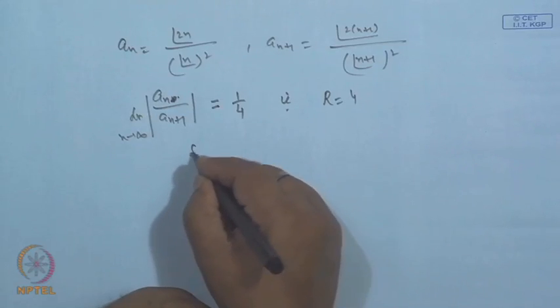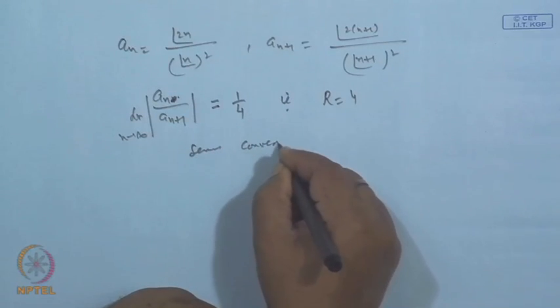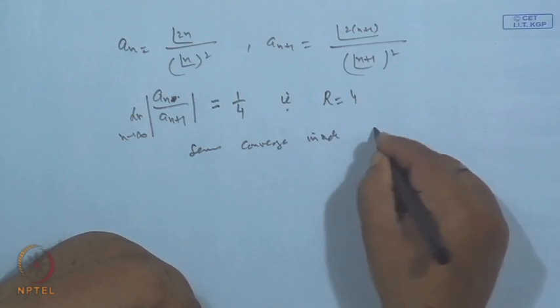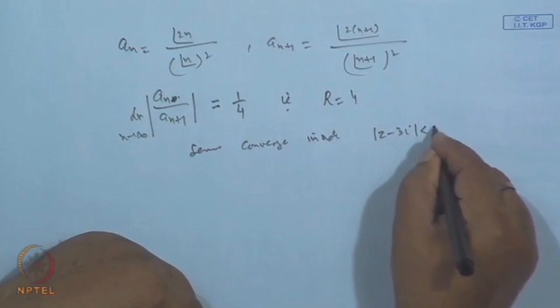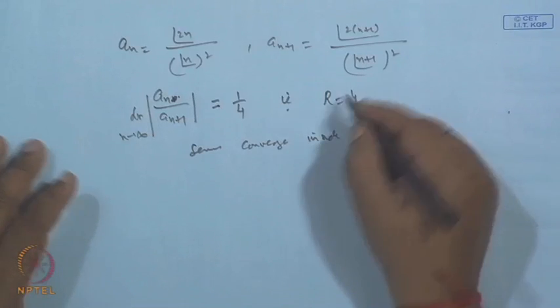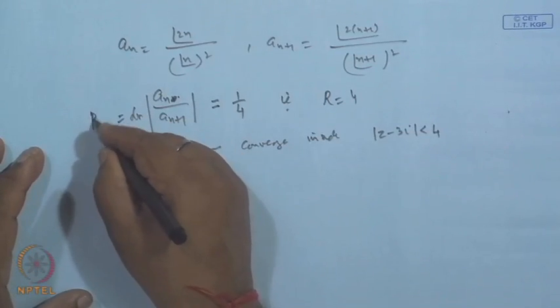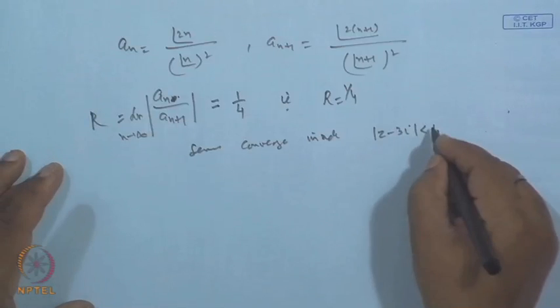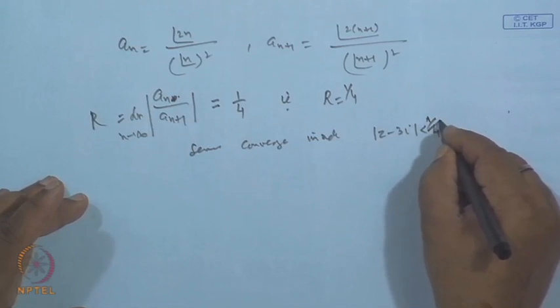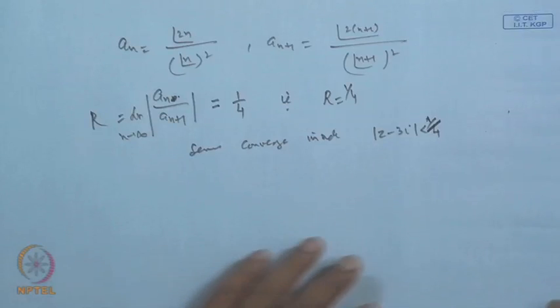So, the series converges inside mod z minus 3i less than R, 4, and that will be, this is 1 by 4, sorry, this is 1 by R, this is R. So, the radius of convergence is 1 by 4. Okay. So, this will be the answer. So, this way we can go.